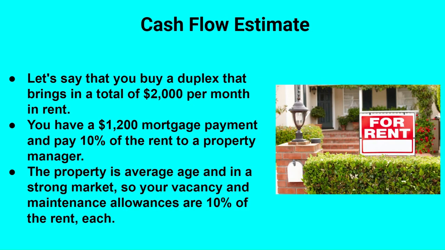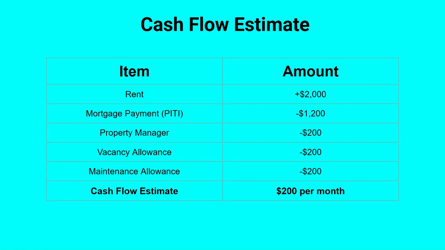So let's say that you buy a duplex and it brings in a total of $2,000 per month in rent. You have a $1,200 mortgage payment and pay 10% of the rent, or $200, to a property manager. So your fixed expenses are $1,400 a month. So a rookie real estate investor might say, okay, $2,000 minus $1,400 is $600 a month in cash flow. Not the case. Let's say the property is average age and in a strong real estate market, so we can say that those 10% multipliers apply for vacancy and maintenance. So your actual cash flow estimate might look something like this.